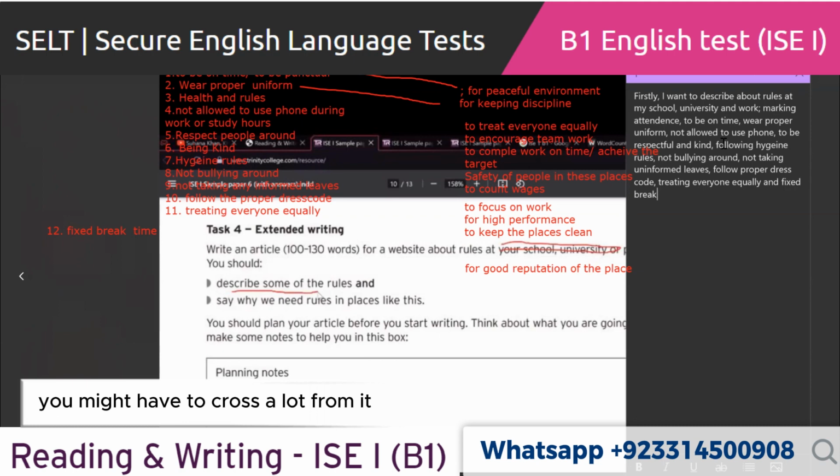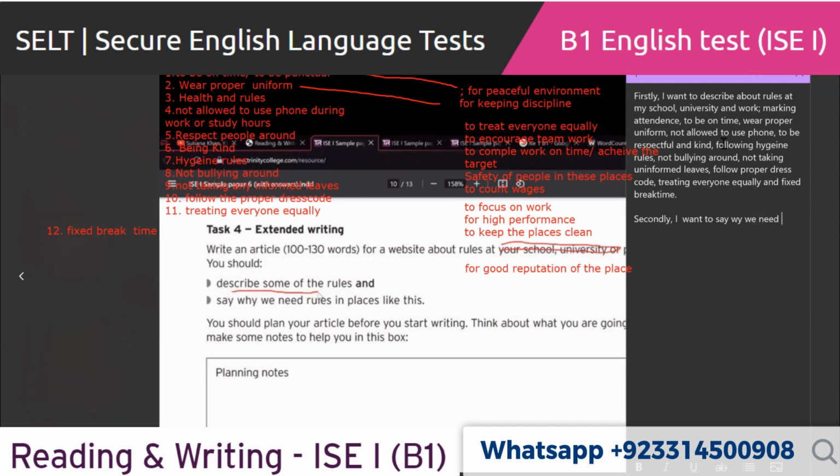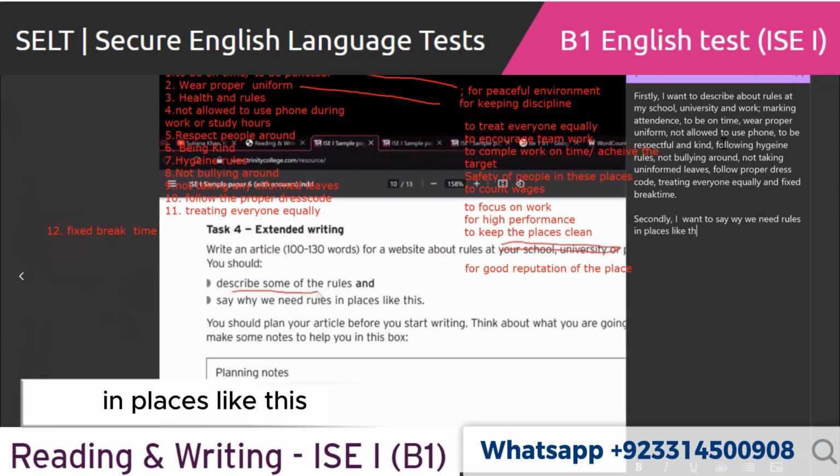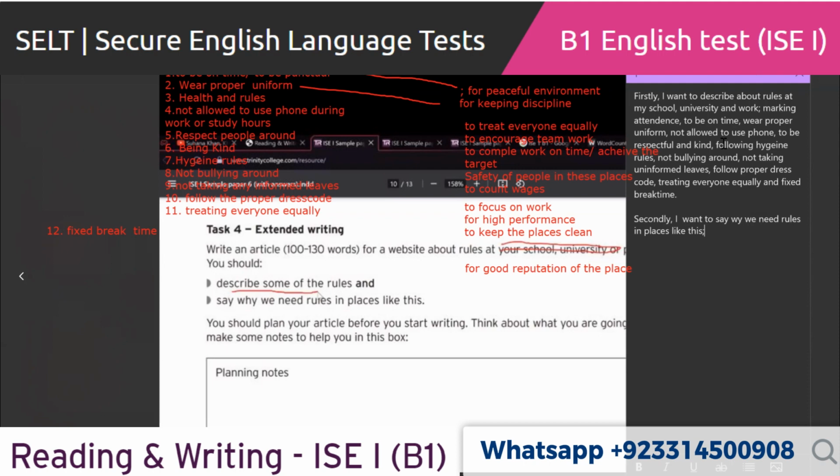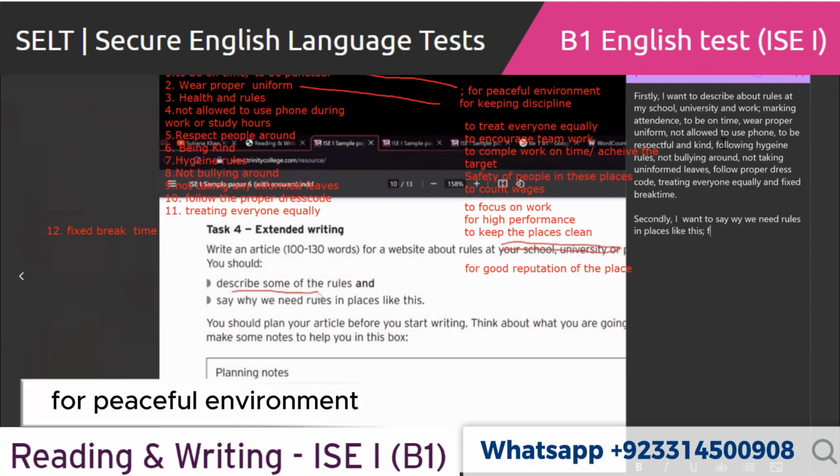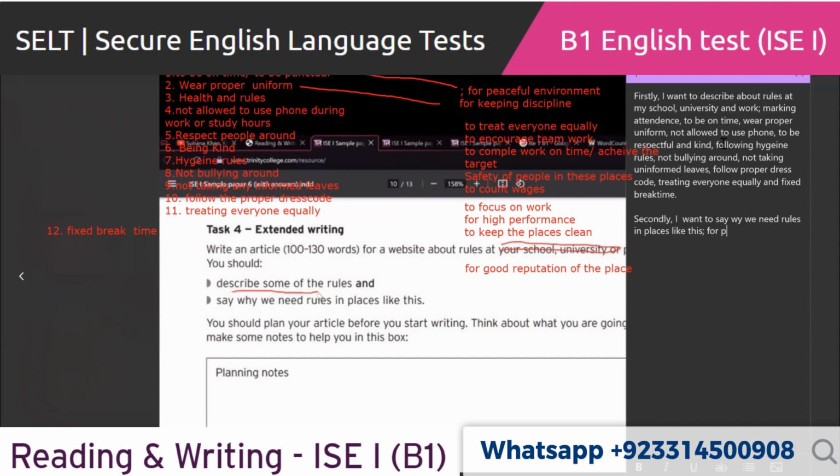We might have to cross a lot from it because it's getting a lot. Break time. Now after that we have to write the second one. Secondly, I want to say why we need rules in places like this: for a peaceful environment, for keeping discipline.